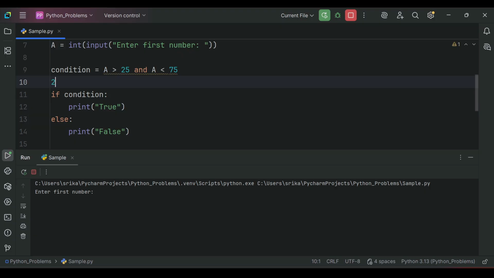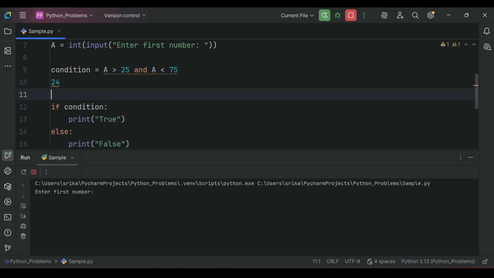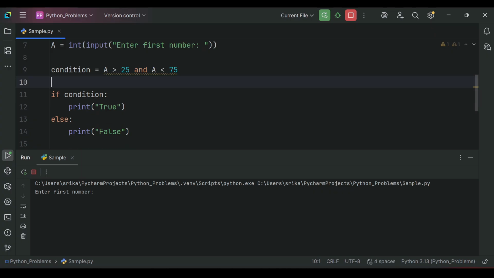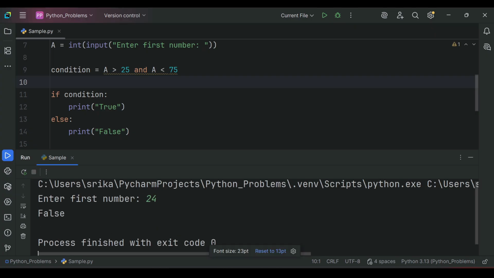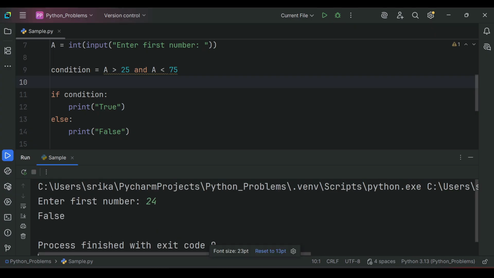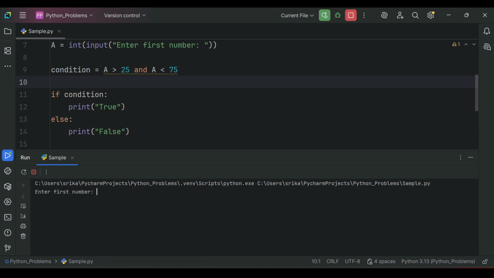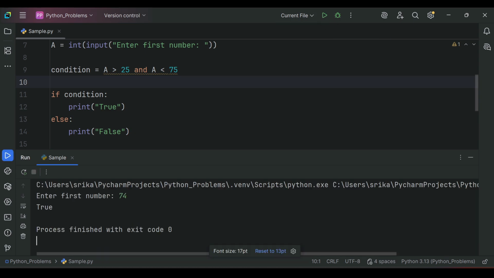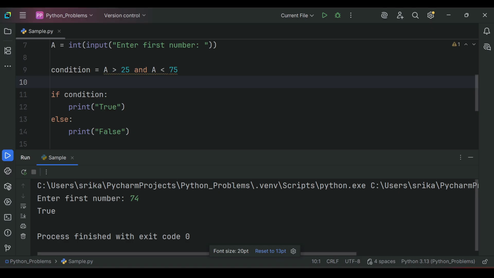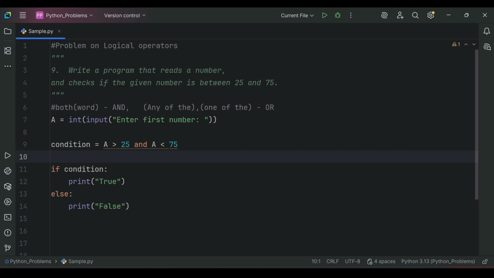Suppose here I am giving 24. See here, 24 I am giving. Now the output should be false. Suppose now I am giving 74. Now it's true. Why? Because it's less than 75. Okay, friends, this is a very simple question. Next we have to see the next one.